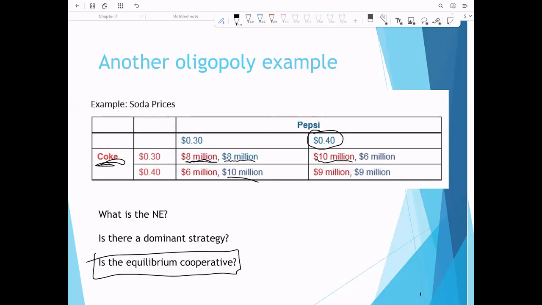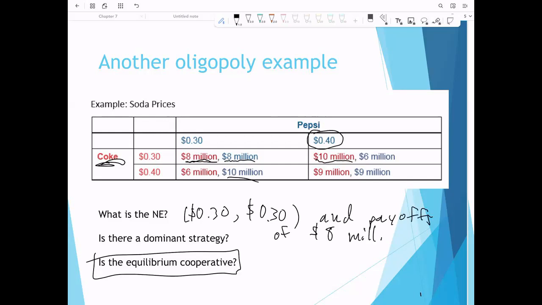The Nash equilibrium is an outcome, right? It's going to be 30 cents, 30 cents, and the payoff of $8 million each.